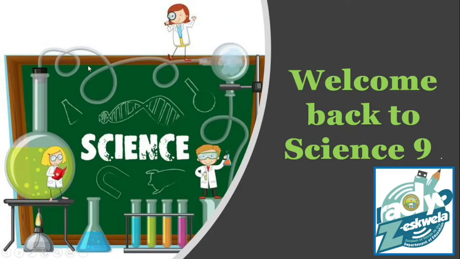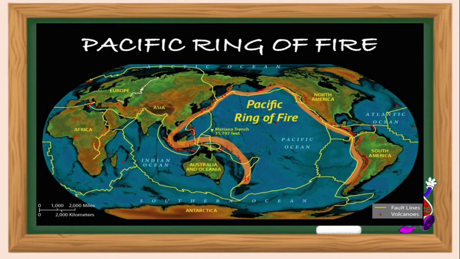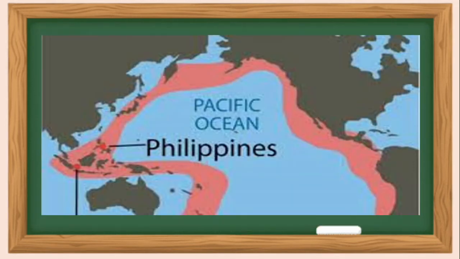Welcome back to Science 9. The Philippines is located in the area known as the Pacific Ring of Fire, where tectonic plates collide, causing many volcanoes to arise. It is also the region where many volcanic eruptions and earthquakes occur. That is why it is very important for us to have knowledge about volcanoes.